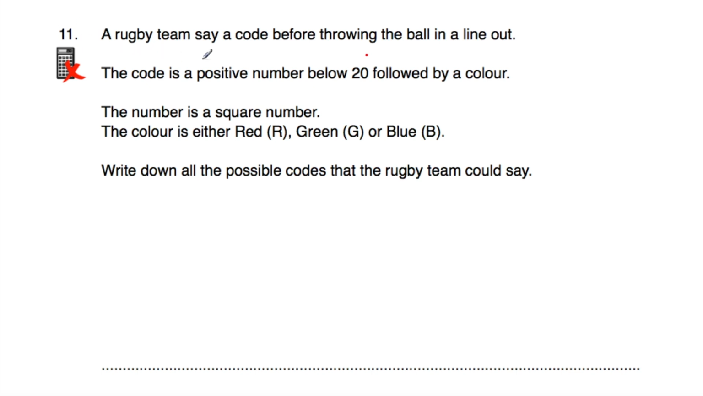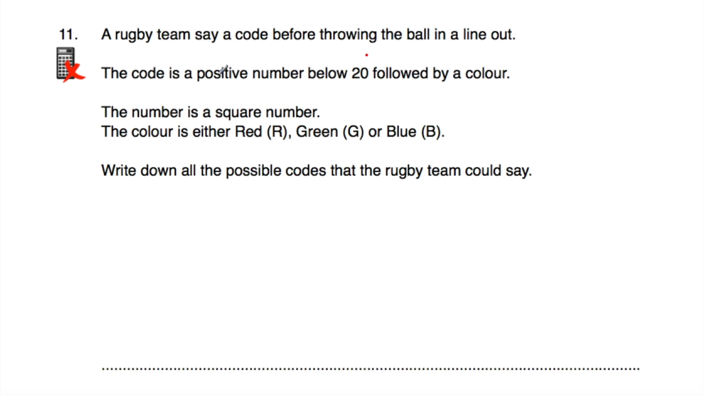Okay, let's look at our next question, question number 11. So question number 11 says, a rugby team say a code before throwing the ball in a line out. And the code is a positive number below 20, followed by a colour. And the number is a square number. And the colour is either red, green or blue. And we've been asked to write down all the codes that the rugby team could say.